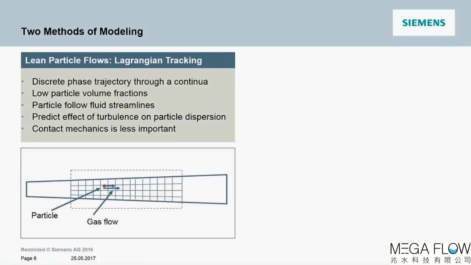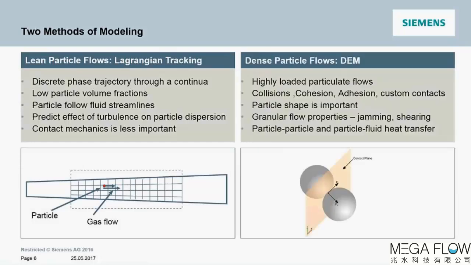And when we talk about modeling particulate flows, there generally are quite a few different methods. We are only going to focus on the two important ones here today. The first one being when we track the particles, which are generally lean particulate flows, and we do this to predict the effect of turbulence on particle dispersions, and perhaps contact mechanics is less important.